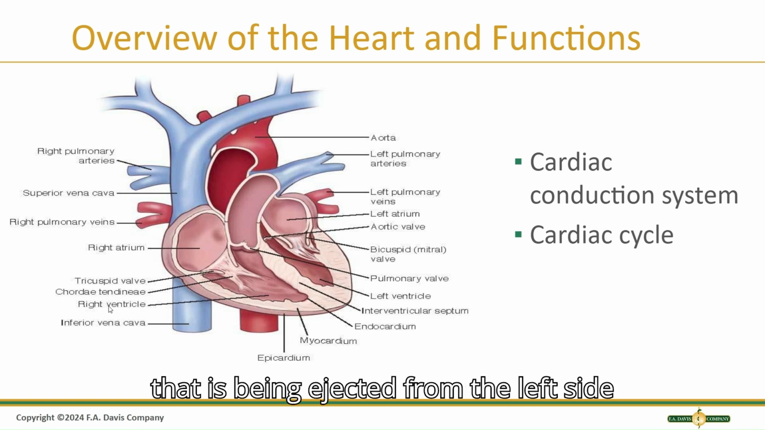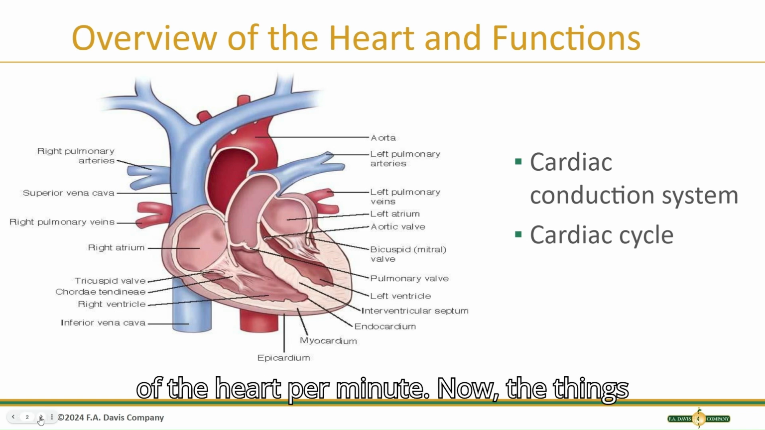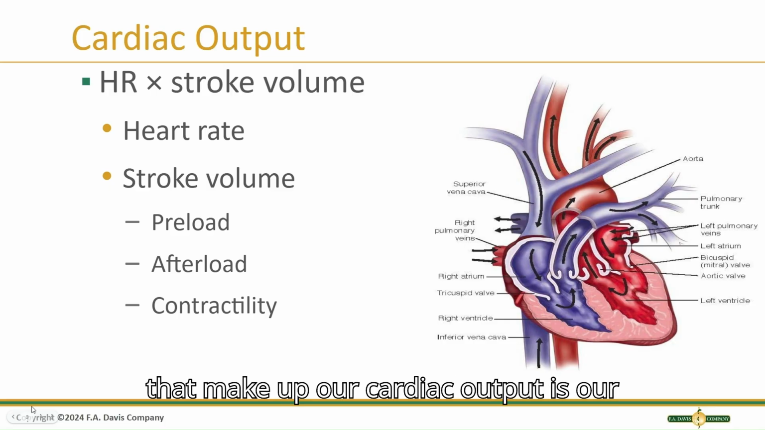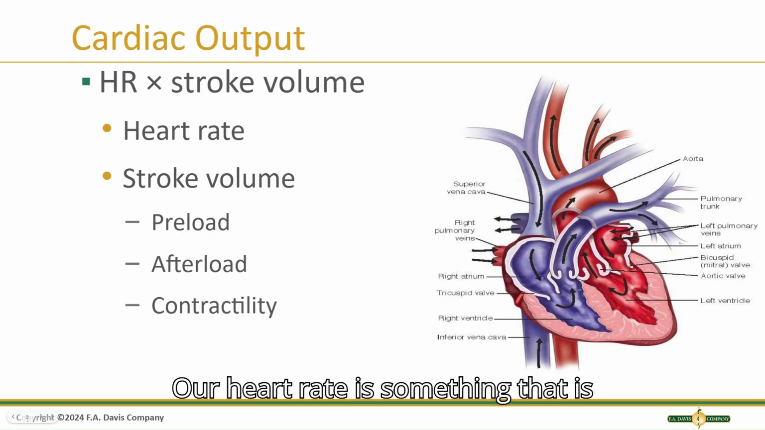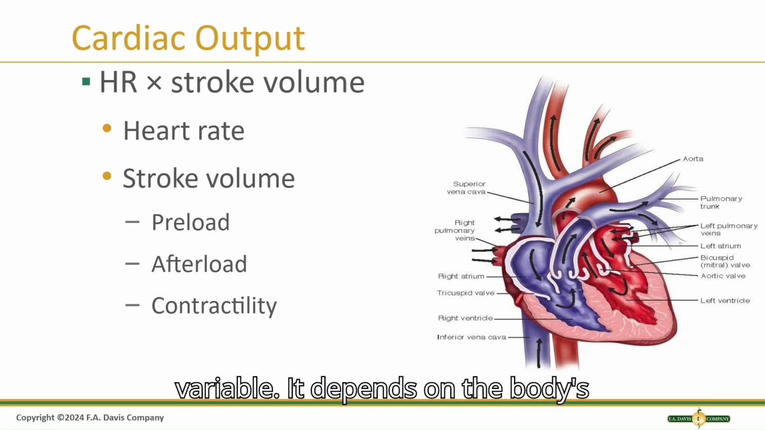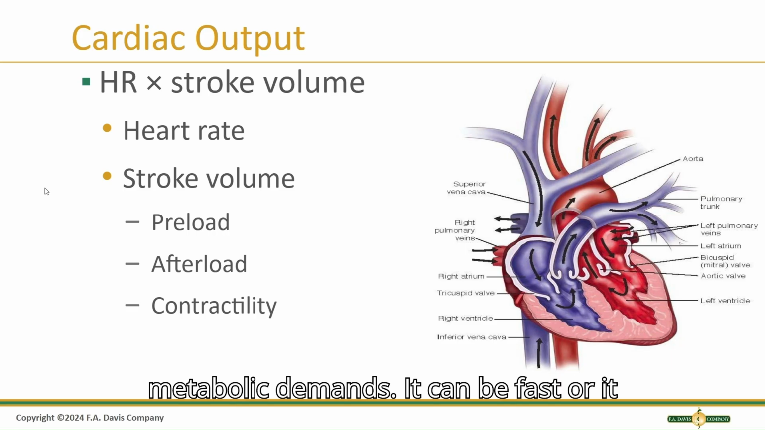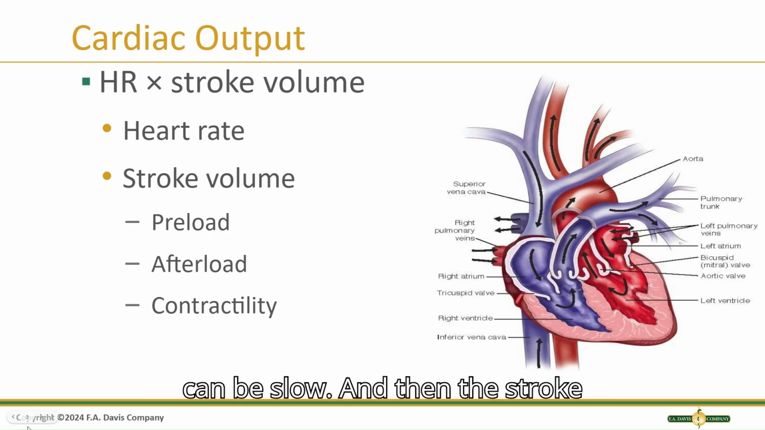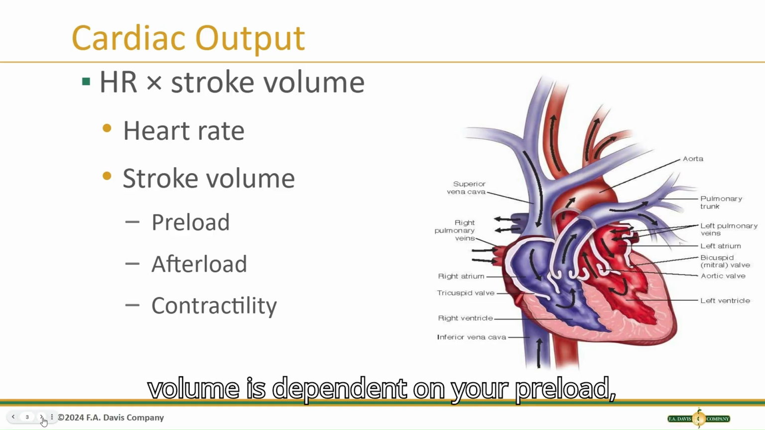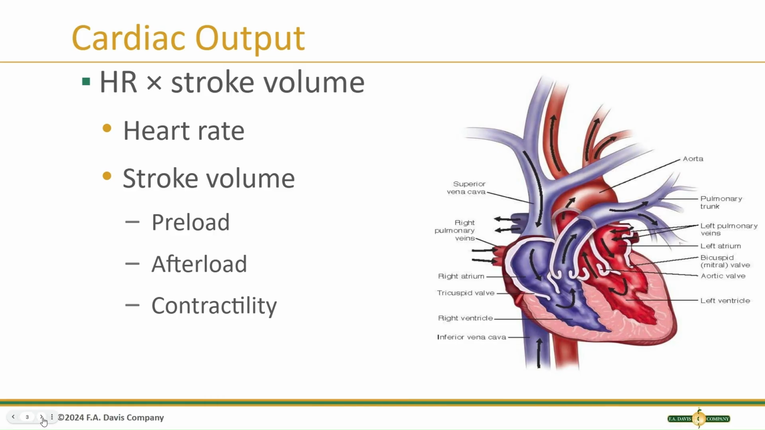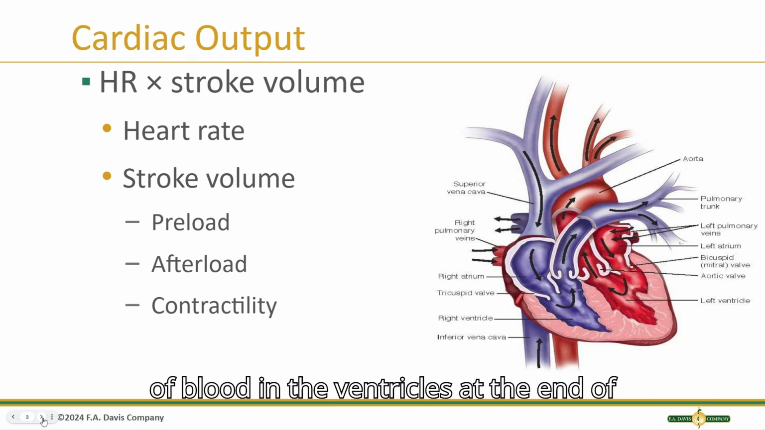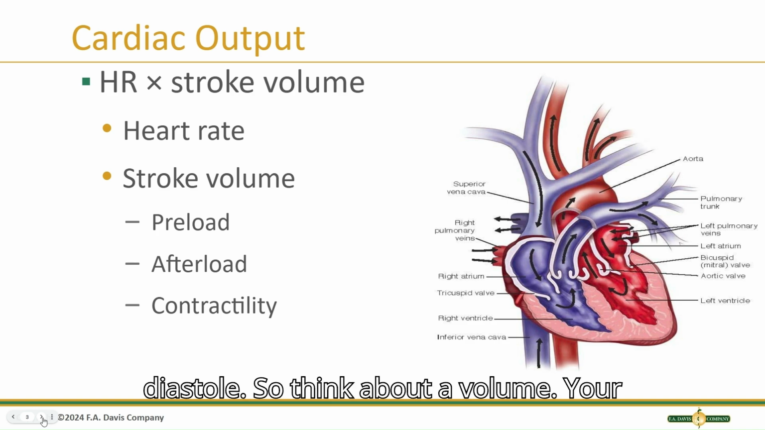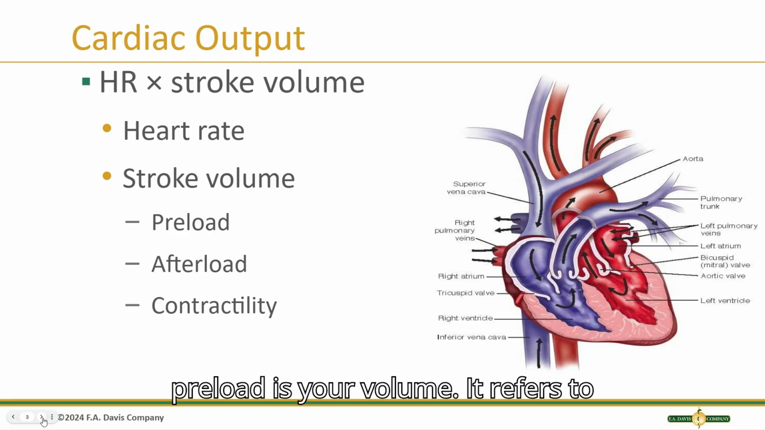Right? And so when we look at when the body is ejecting, that is our cardiac output. So our cardiac output is the amount of blood that is being ejected from the left side of the heart per minute. Now, the things that make up our cardiac output are our heart rate times our stroke volume. Our heart rate is something that is variable. It depends on the body's metabolic demands. It can be fast or it can be slow. And then the stroke volume is dependent on your preload, afterload, and contractility.